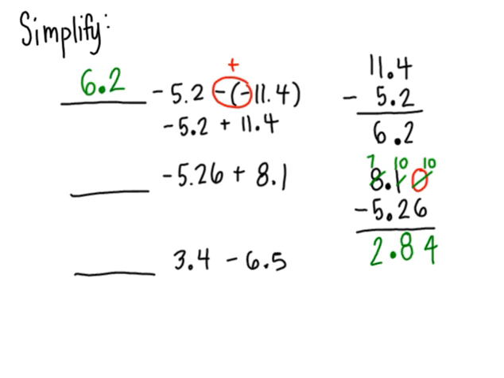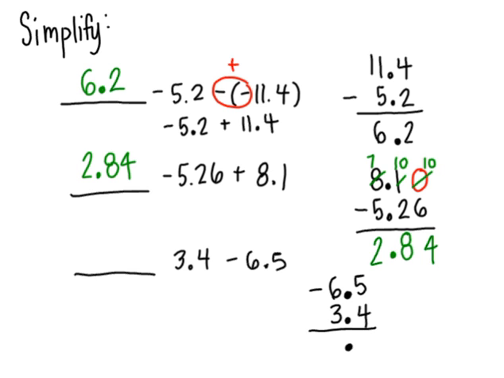To find my final answer, I have to decide, is it positive or negative? Since 8 was positive and it was larger, that means my answer is also going to be positive, positive 2.84. Looking at the next one, you have a 3.4 and a negative 6.5. Those have different signs. Different signs tell you to subtract. 6.5 is larger, so I'm going to put it on the top, and 3.4 goes on the bottom, making sure I line up my decimals.